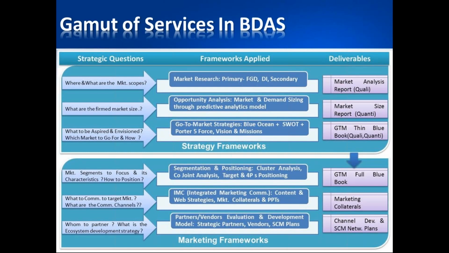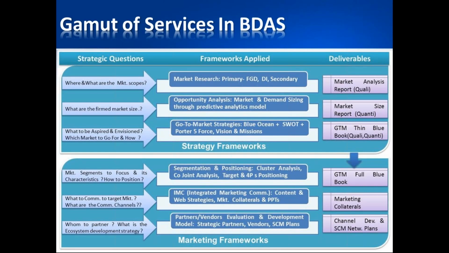Quanti means it's a hardcore number. And then the next question is what to be aspired for and envisioned for. So how much market should you aspire for? Basically this is your addressable market size, and then it all depends on your go-to-market, how much blue ocean you want to fulfill, how much pie you want to get from your competitors.